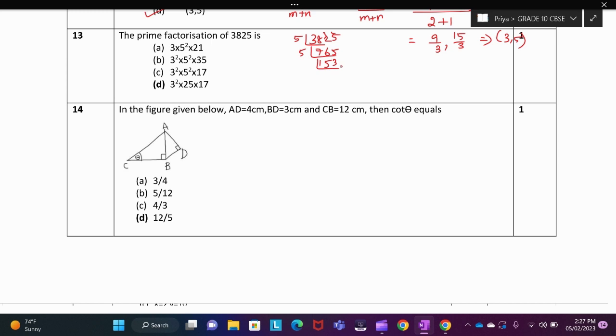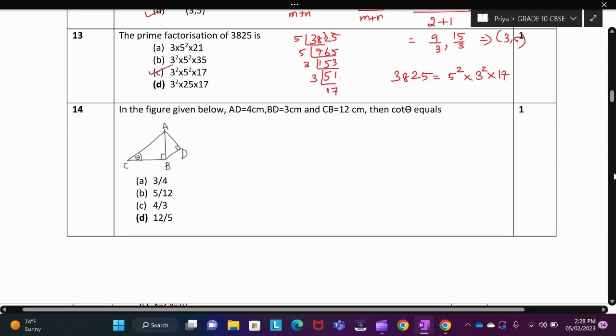So continue, and this can be divisible by 3. 5 plus 1 is 6, so again it can be divisible by 3 as the sum of the digits is divisible by 3. 17. So now the 17 is a prime number, so we can stop dividing it. So 3825 can be written as 5 square into 3 square into 17, which is option C.